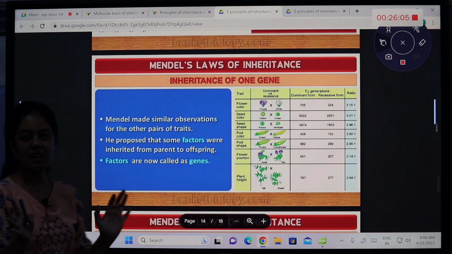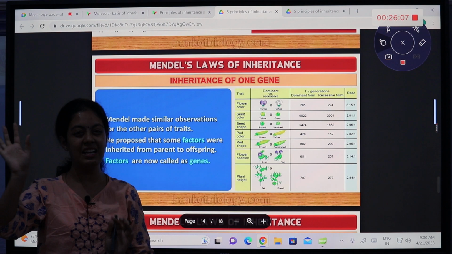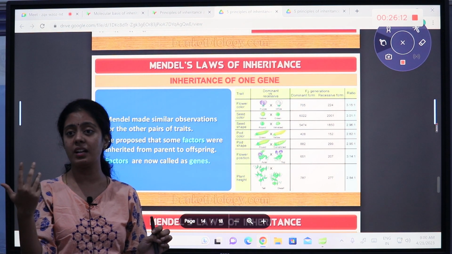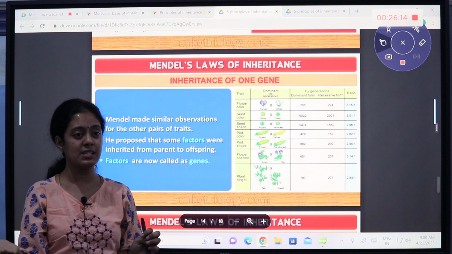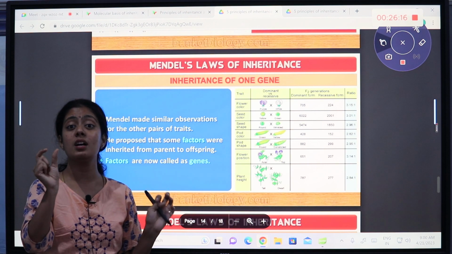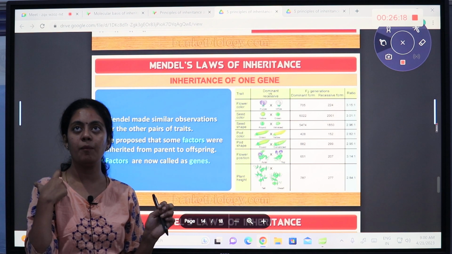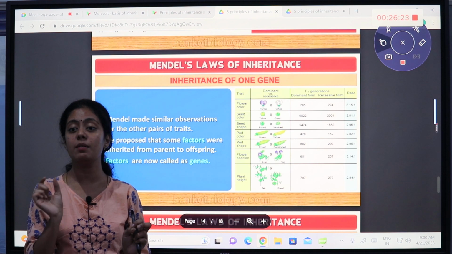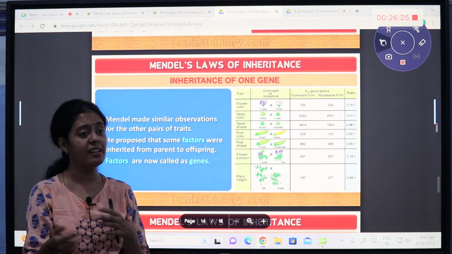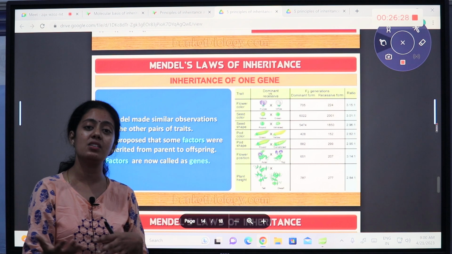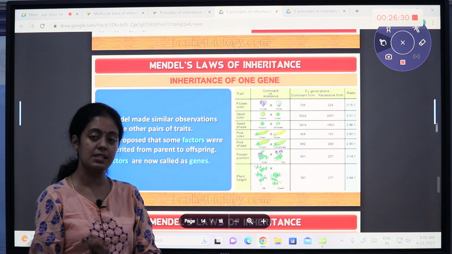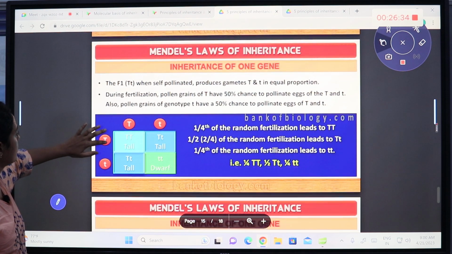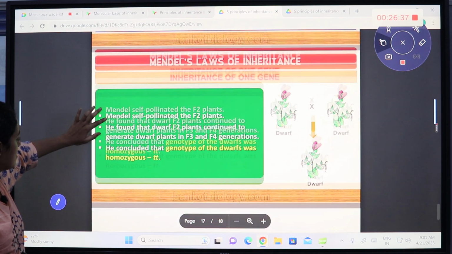Okay, see Mendel, he didn't know about genes, alleles, nothing. At that time even DNA was not discovered, correct? Only in 1950 was the DNA structure elucidated. Okay, so Mendel called those units factors. He didn't call them genes, he called them factors. It was only later, when people studied DNA, that they understood that the factor and the DNA or gene are the same. Okay, yeah, this is all we discussed.